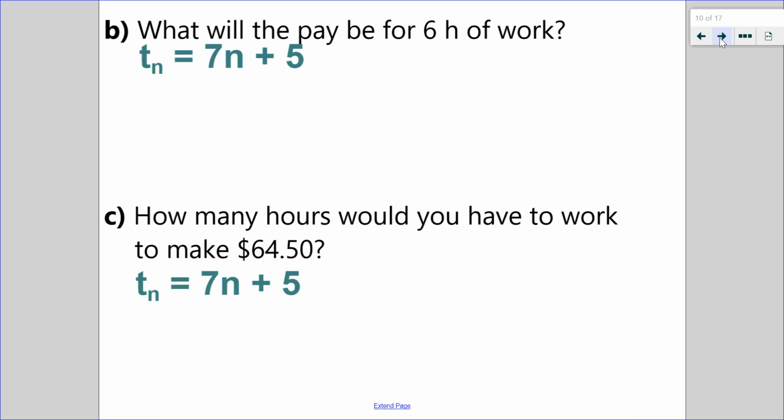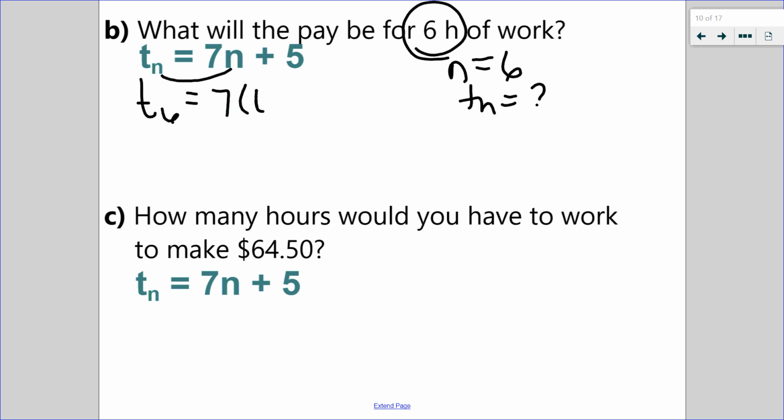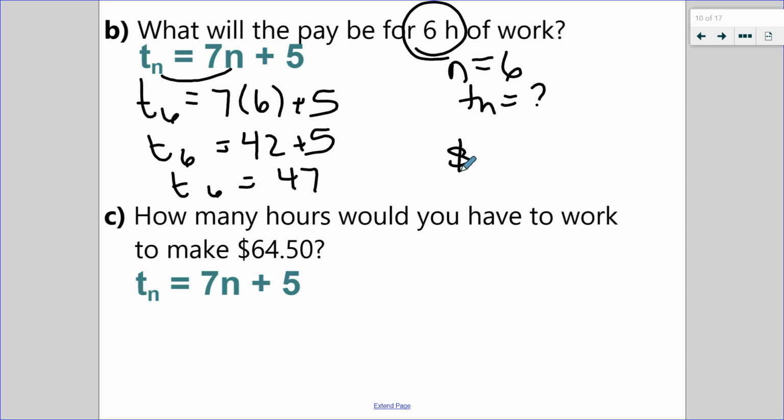So first question says, what will the rate of pay be for 6 hours of work? So 6 hours is an n value. So this is saying if I know n is 6, what is t sub n? So t sub 6, so the n's are the same, these n's match, 7 times 6 plus 5. So 7 times 6, 42, plus 5. That means that my sixth term is 47, meaning I will make $47 for 6 hours of work.